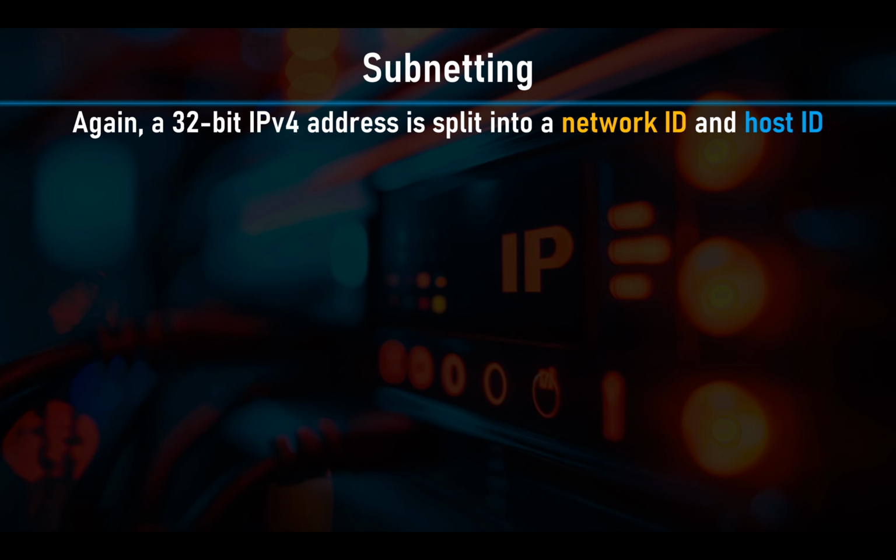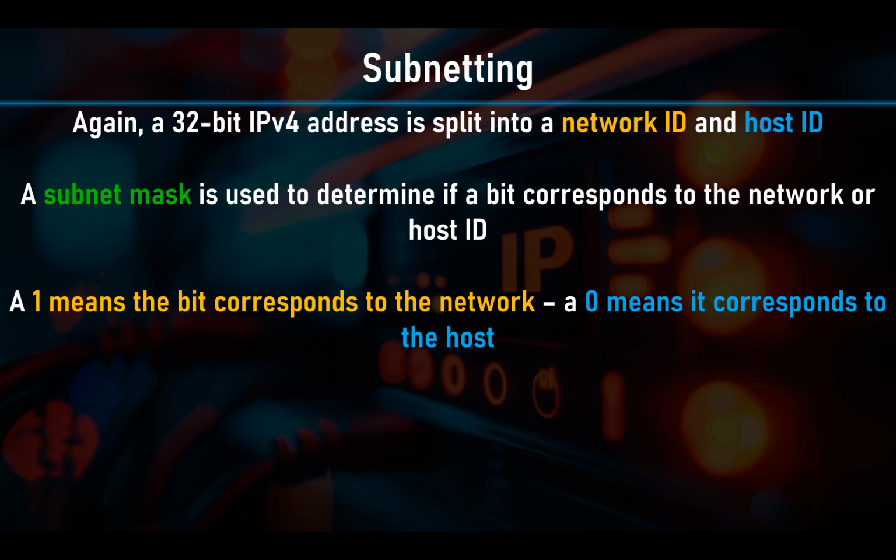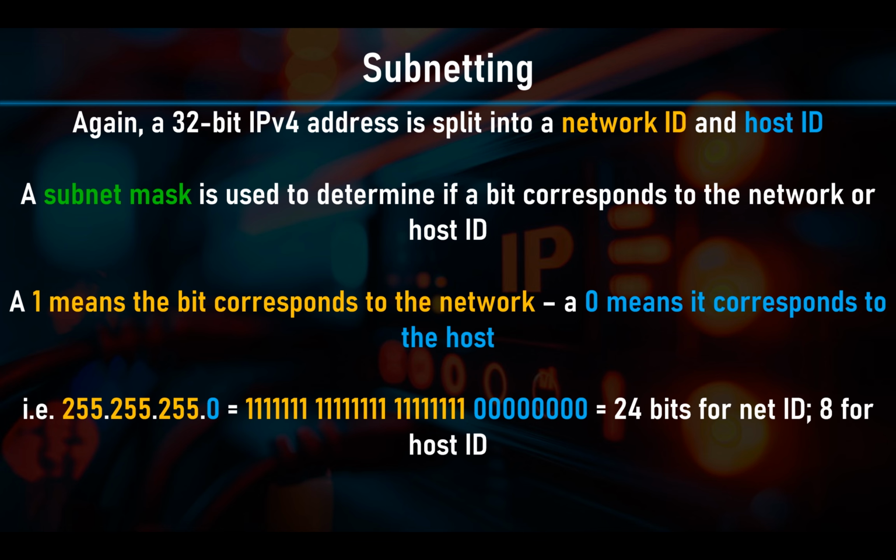So again, a 32-bit IPv4 address is split into a network ID and a host ID. A subnet mask is used to determine if a bit corresponds to the network ID or the host ID. A 1 means it corresponds to the network, a 0 means it corresponds to the host. So, for example, a subnet mask of 255.255.255.0. What that means is 24 bits are for the network ID, since we've got 24 ones. Therefore, the remaining 8 bits are going to be for the host ID.